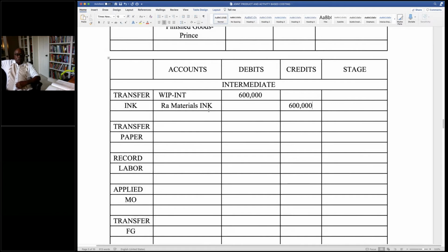Okay, and they bought 30,000 units of paper. The paper cost $10. So we debit work in process, intermediate, and credit raw materials. Oh dang, I'm tripping. And yeah, we debit raw materials for paper. And so the number we get is 300,000, multiplying the 30,000 units they bought by the amount it costs for one unit of paper, which is $10.